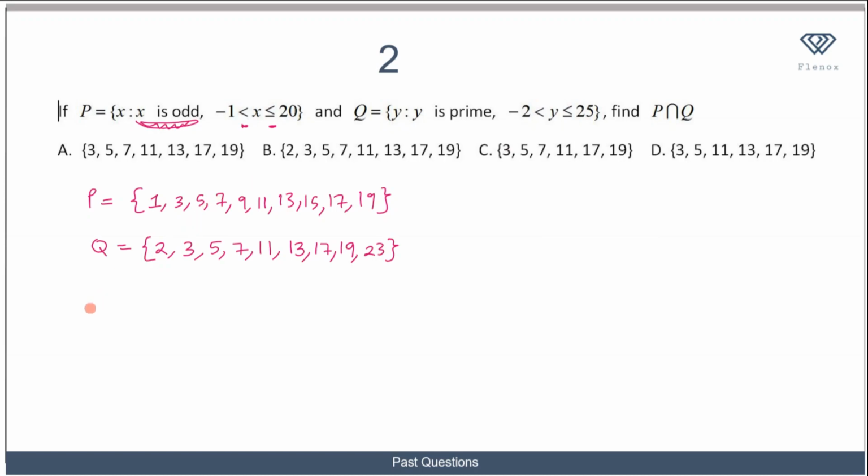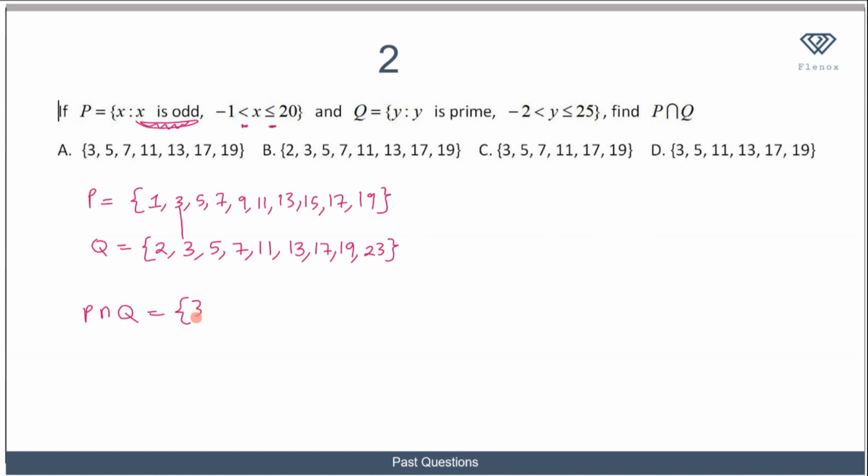So we are now told to find P intersect Q. And if you recall, what does intersect mean? It means the elements that are common to both sets. So we just look for the elements that are common. So you can see the first common element is what? 3.